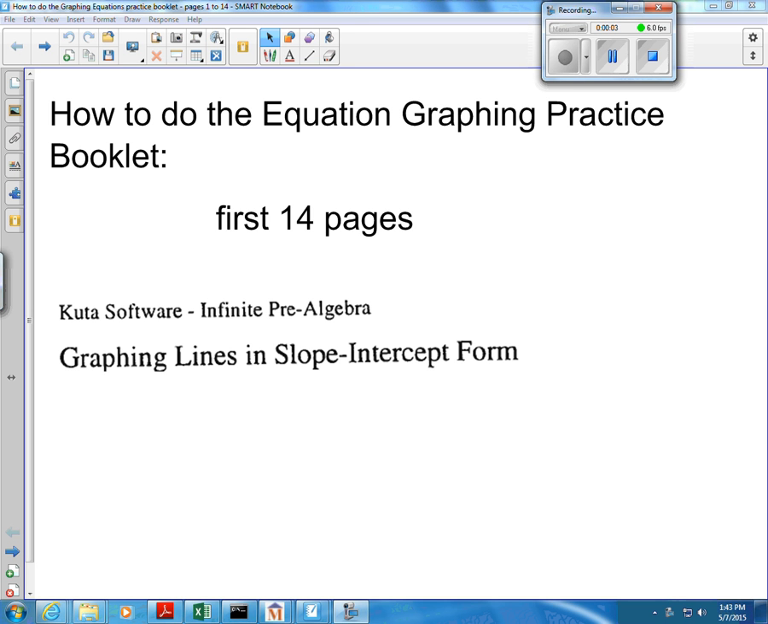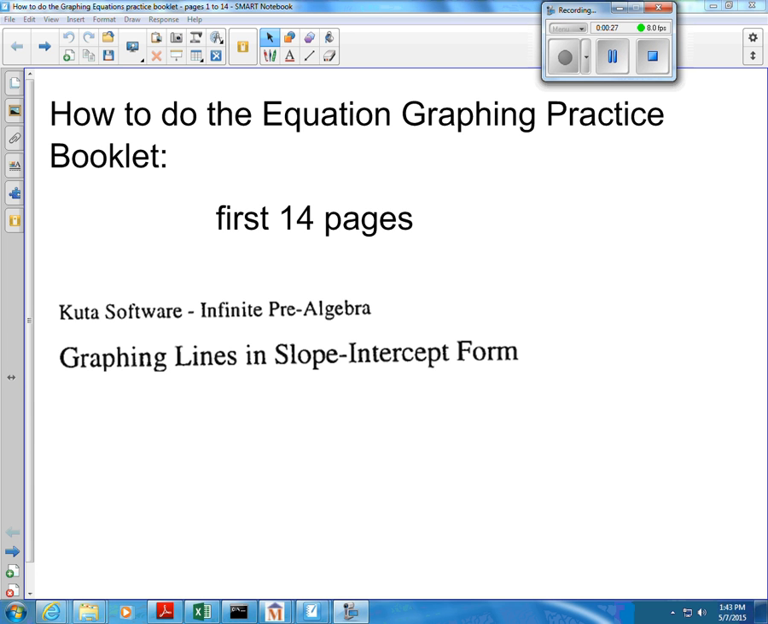Today we're going to do a little video showing you how to solve the questions on the equation graphing practice booklet that got handed out to you. It's a 19-page booklet that's aimed at just getting you ready for grade 10 pre-calculus math so that you can look at any linear equation and very quickly, in your head and on paper, get a sketch of a graph for it.